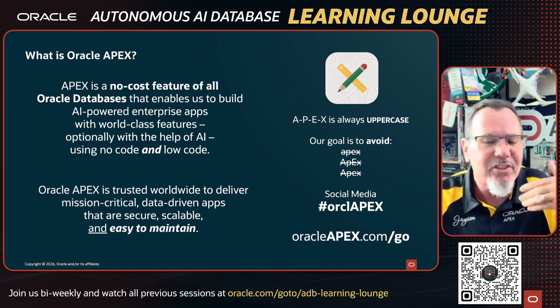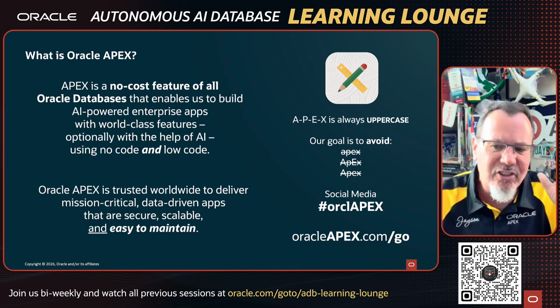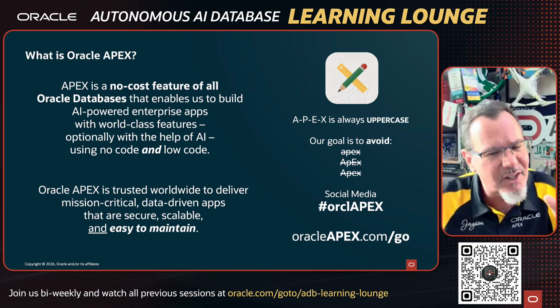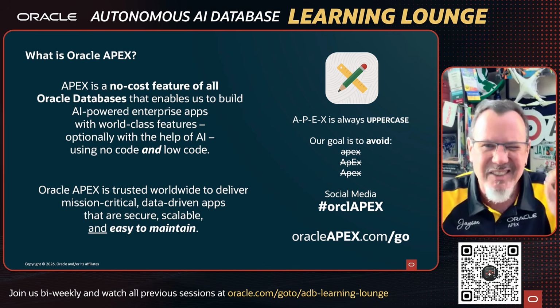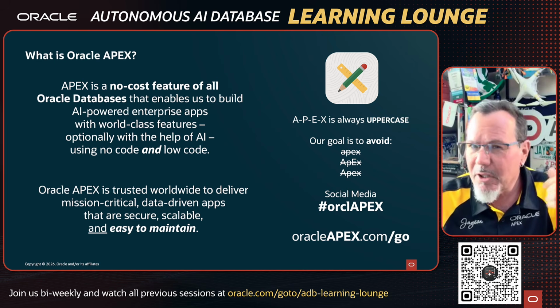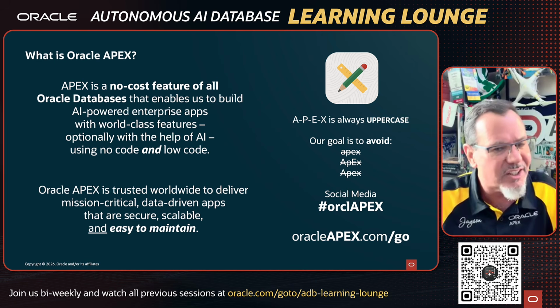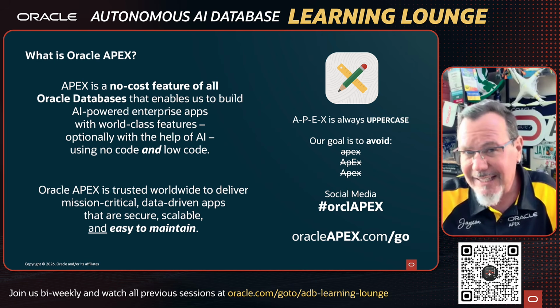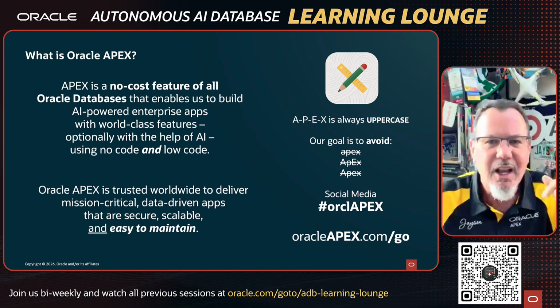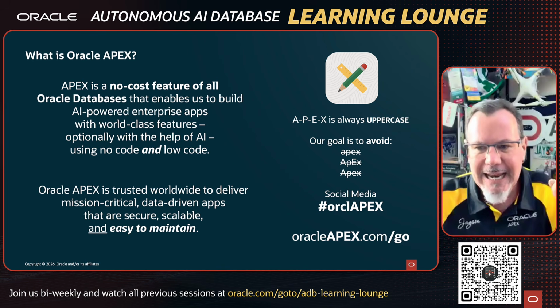Now, the big message also, social media, we have a hashtag of ORCL Apex. Please be sure when you're tagging any of your Apex content to use the correct tag. It's key to making sure that the reach is there. If you're having trouble remembering some of these shortcuts presented in my session today, the quickest URL to get to those shortcuts is oracleapex.com/go. That will give you some of the top shortcuts available from our shortcut engine.